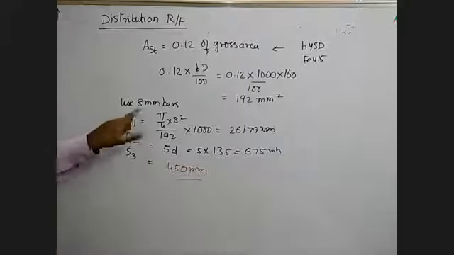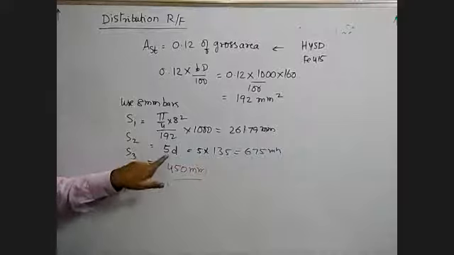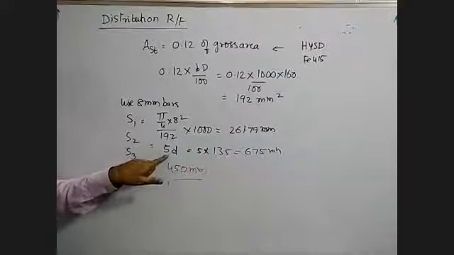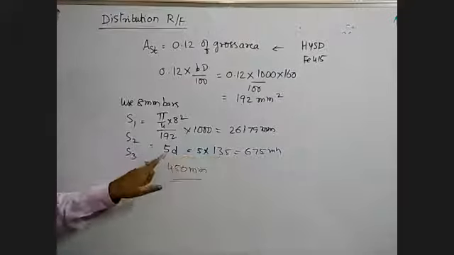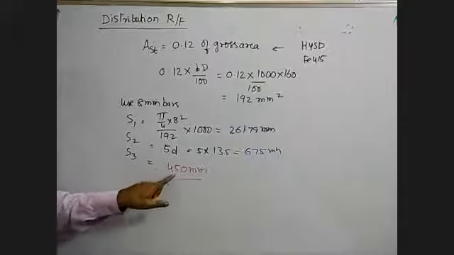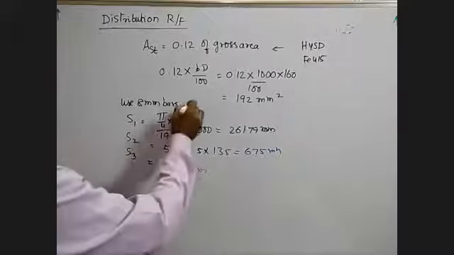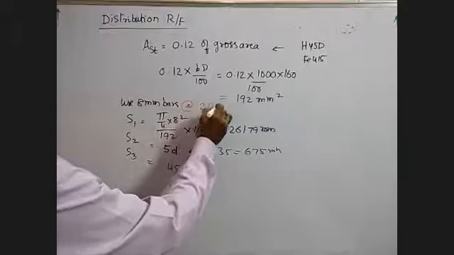Main steel and distribution steel, the difference students should note. Here, main steel you have 3D only, and spacing is small, 5D or 300 mm. Here it is 450 mm. Now provide 8 mm bars at 260 mm center to center.